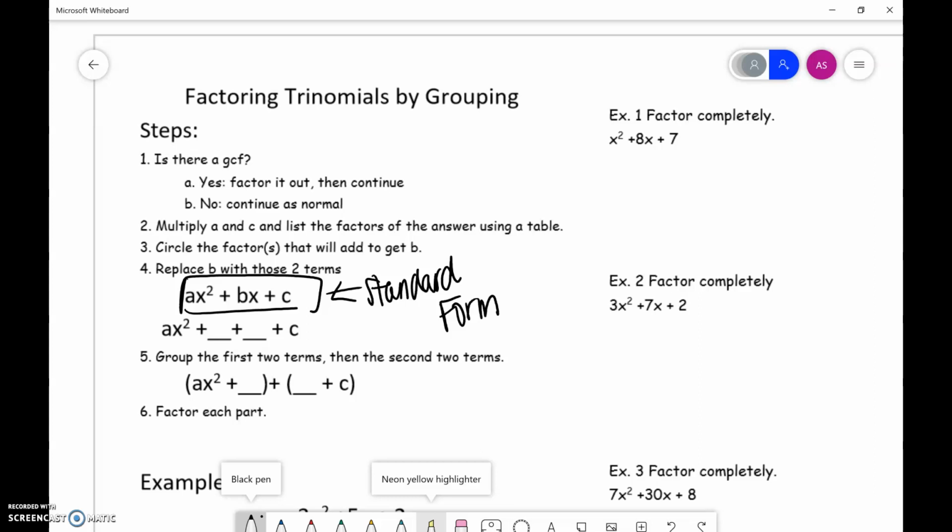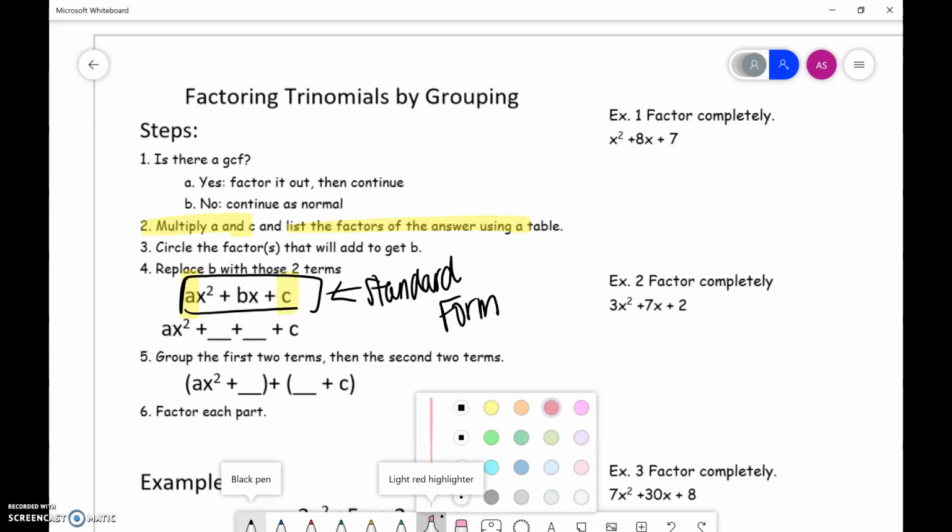Okay, so our first thing that we're going to do, we're going to multiply whatever our a and our c value is, and then we're going to make a list of factors using the table, which I'm going to show you how to use. Then your goal is to find the 2 numbers that multiply to give you your a times c value, but then add to give you your b value.